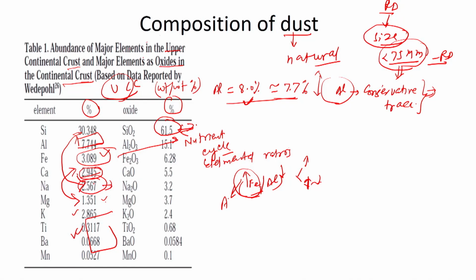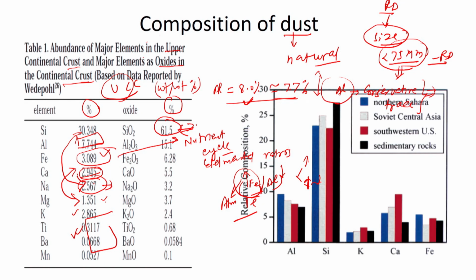It has become atmospheric iron. This is becoming a very important and significant source of nutrients in urban areas. So this is the relative percentage in different kinds of samples, and if you see here, they are northern Sahara, Soviet Central Asia, southwestern India and sedimentary rocks. If you see the composition, aluminum is somewhere around 8%, or a little bit between 7 and 8%. You can see a little bit of variation here.